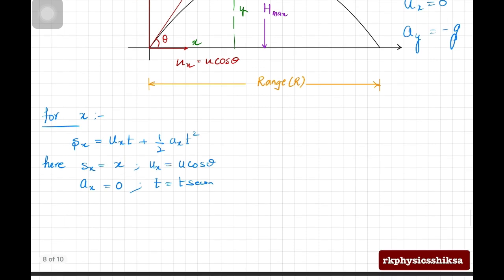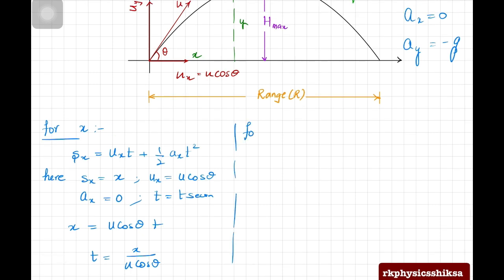So on replacing all these values, what I get is x is equal to u cos theta into t, where time t is equal to x by u cos theta.